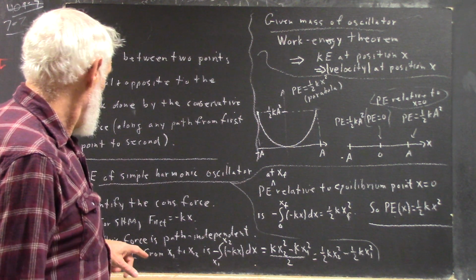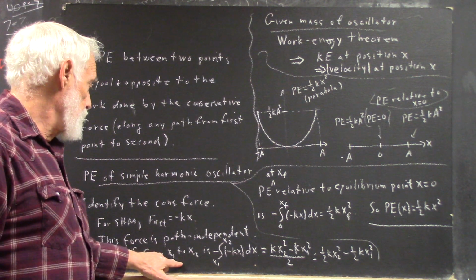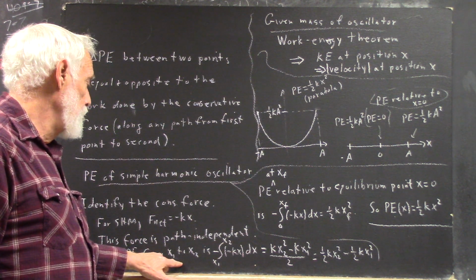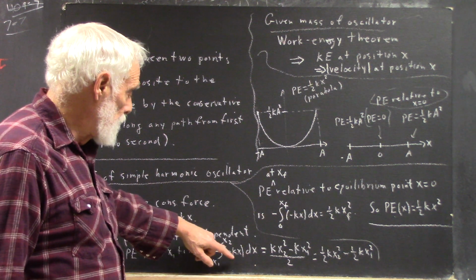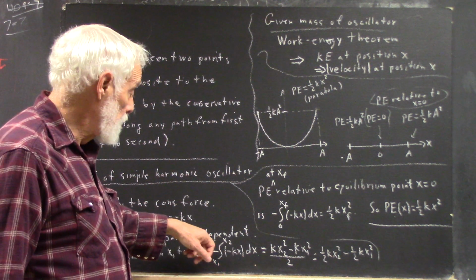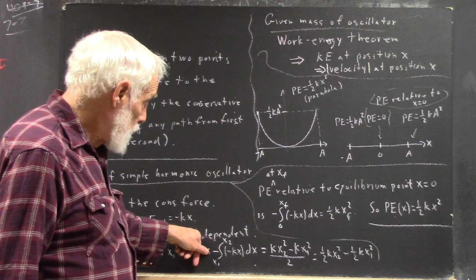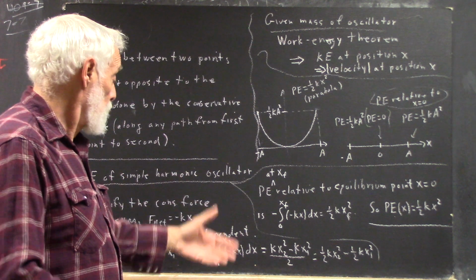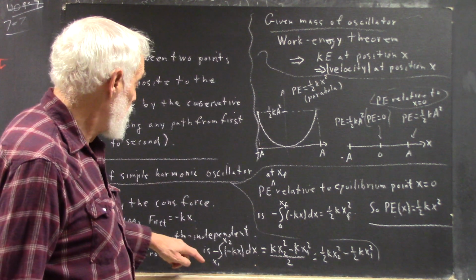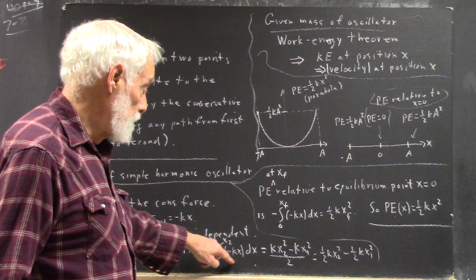Now, potential energy change from x1 to x2, then, well, the work done from x1 to x2 is just the integral of the force with respect to position, and the negative of that is the change in potential energy, because it's equal and opposite to the work done by the conservative force. So it's a negative of this integral.